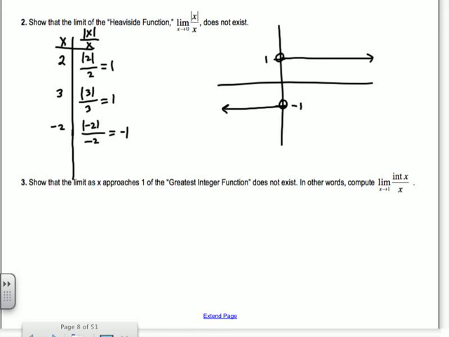All right, I always thought this was called the Heaviside function because I was like, oh, the left side's heavier than the right side, so it's down lower. No, it's called the Heaviside function because a guy named Heaviside came up with it. So I thought it was ironic.